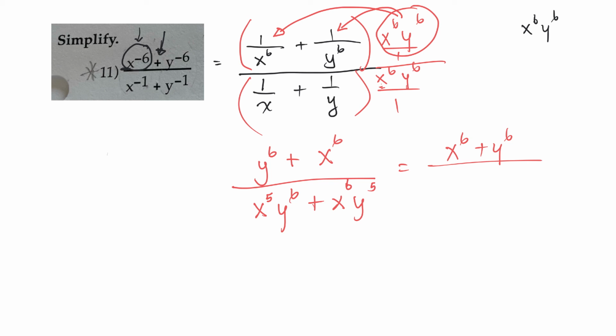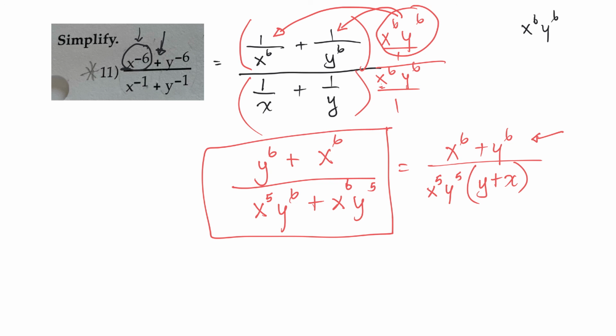And then on the bottom, I could factor out an x^5 y^5, leaving me with y plus x, or x plus y. But I don't think that helps at all. You could consider that as a difference of cubes, but I don't think we're going to get anything that we'd be able to work with after that. So I would probably end my answer right there. All right, hopefully that helps you with those two.